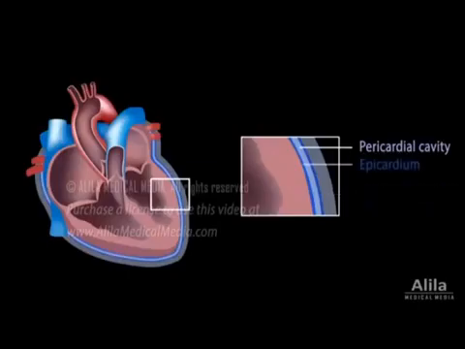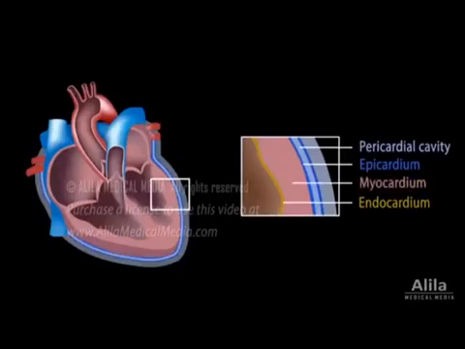The heart wall has 3 layers. The outer layer, epicardium, lines the pericardial cavity. The inner layer, endocardium, lines heart chambers and valves and is continuous with the endothelium of blood vessels. And the thick middle layer, myocardium, is the muscle tissue responsible for the beating of the heart.